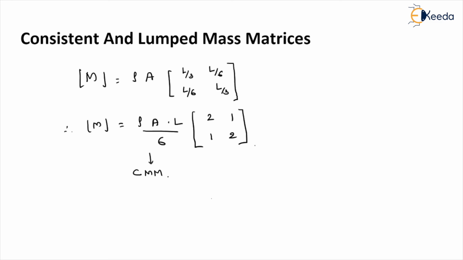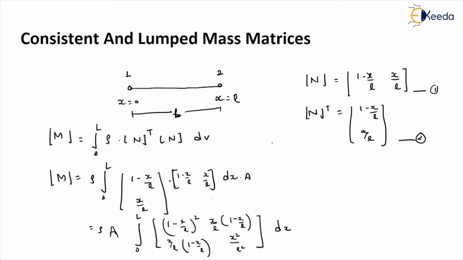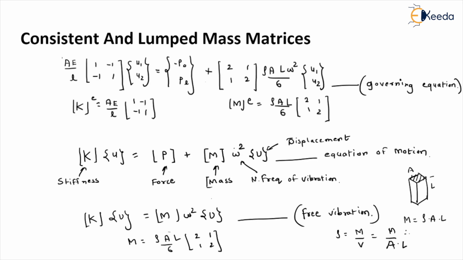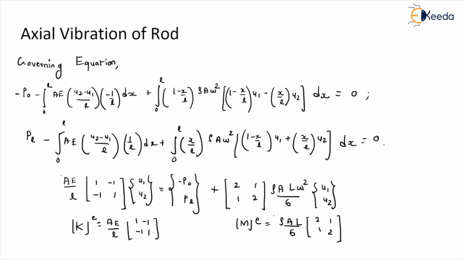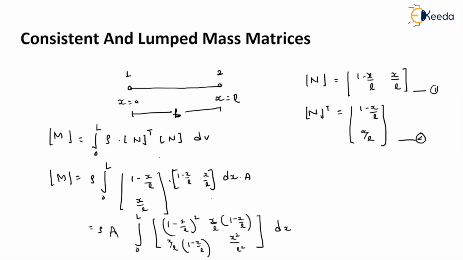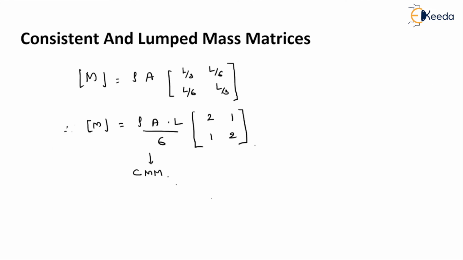So let's see now, whatever we have derived is same as our previous equation. So here you can see my consistent mass matrix. It is same as the mass matrix we have derived. So from shape function, by putting the shape function values, we have derived the equation of CMM.